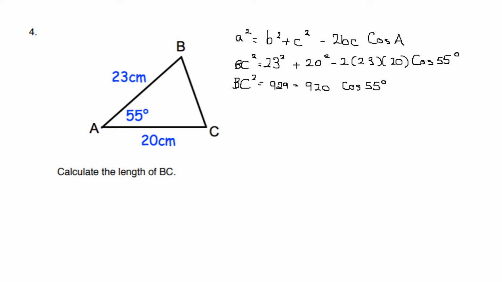So BC will be equal to the square root of 929 minus 920 cos 55 degrees. And if you pop that into your calculator, you will get that BC is equal to 20.0 centimetres to 3 significant figures.